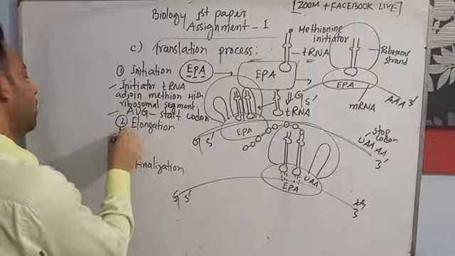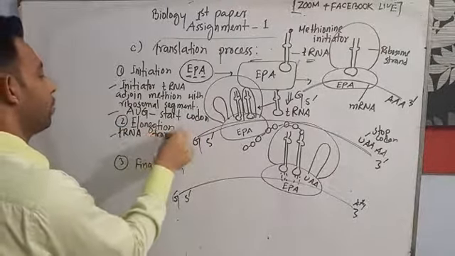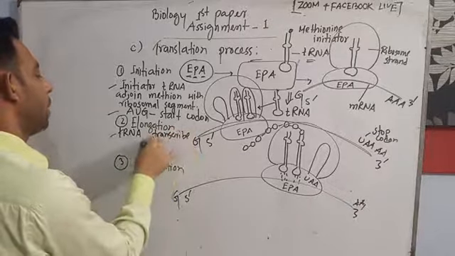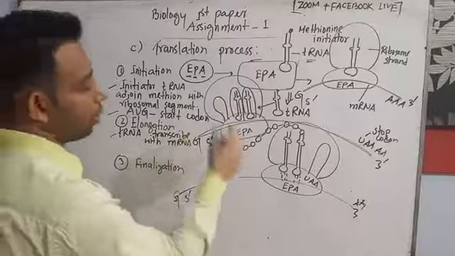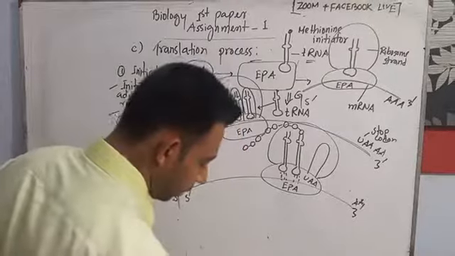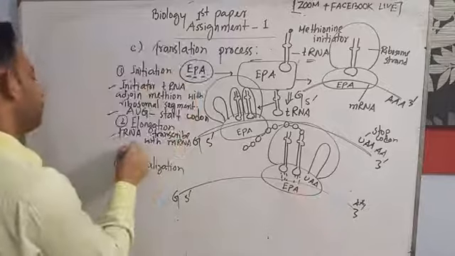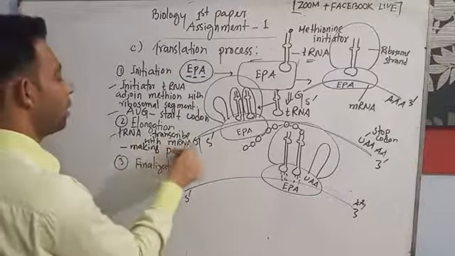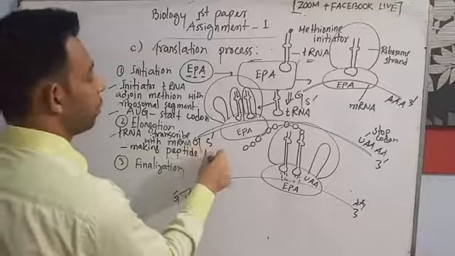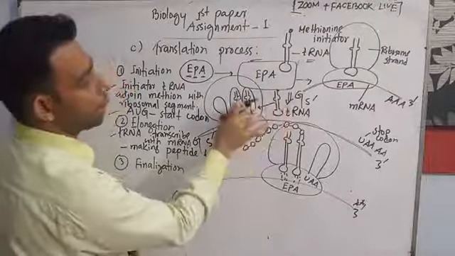tRNA transcribes with mRNA, up to then the site they are making a peptide bond. Look at here, one tRNA, another one is adjoined here.